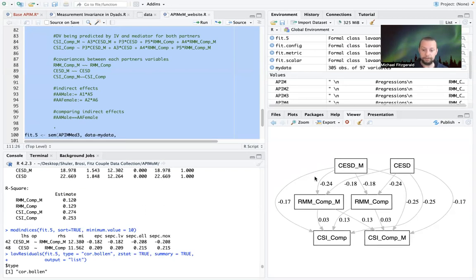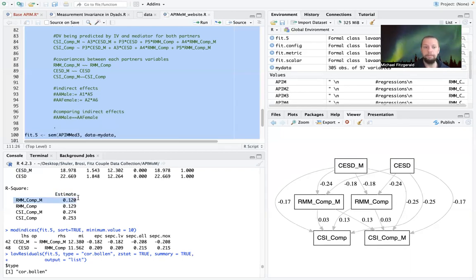So moving over to the diagram, the effect of CESD for men on male relationship mindfulness. Before, this was 0.40, and now it is 0.24. And so our regression coefficient went down by about 40%. And so that's what you're seeing in the misfit in the model. That's where our chi-square is significant, and that is why our explained variance is also smaller.